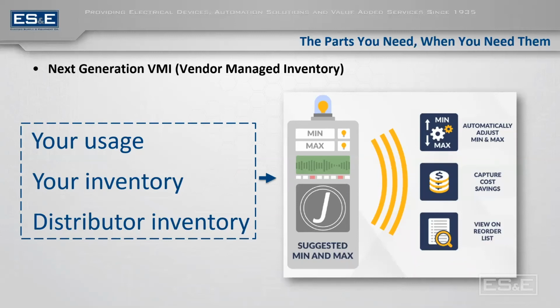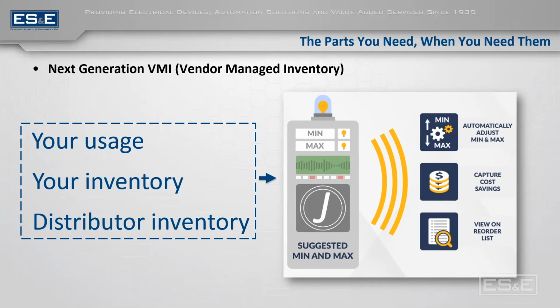Maybe we have 100 sitting on our shelf, but the supplier has 200 already in their stock. So are we optimizing what we have? So with our latest VMI offering, what we actually are going to track is how much you're actually using the part. Are you using this constantly? Is it turning over all the time? Are we taking some off the shelf?